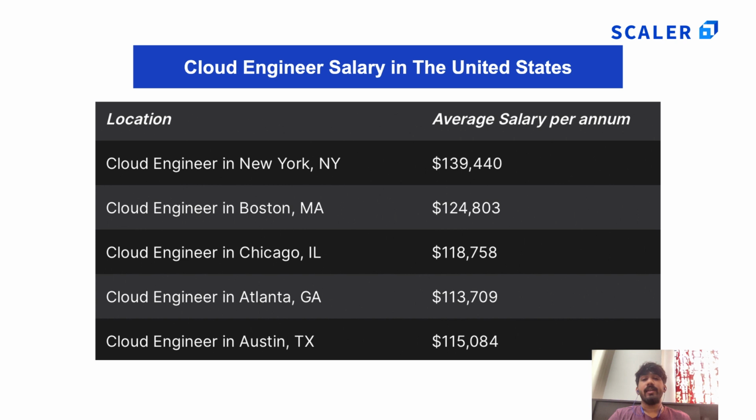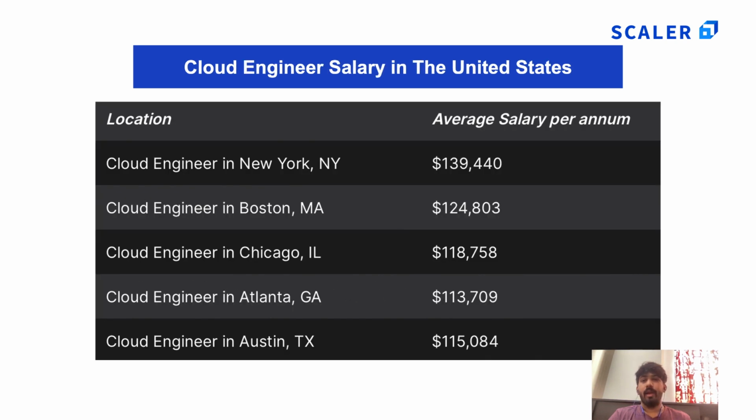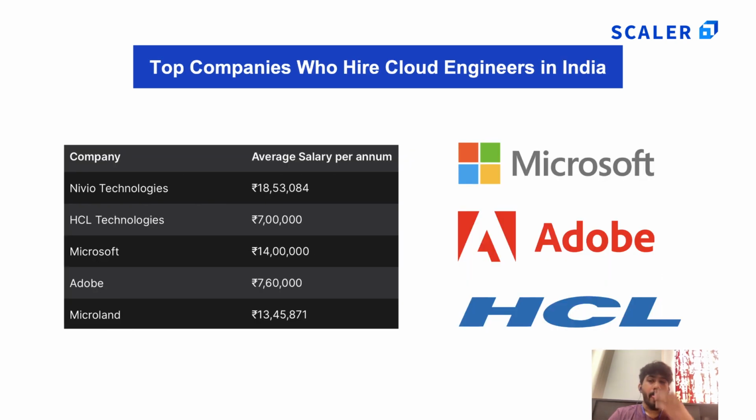Now let's understand two things. One is the top companies who are hiring cloud engineers and the salaries in those companies, and the cloud engineer salary in the United States. Coming to top companies who are hiring: Niveo Technologies 18 lakhs, HCL 7, Microsoft 14, Adobe 7.6, and Microland 13.4. Again, for cloud engineers, if you're going to a product-based company, your salary will be much more than if you're going to a service-based company, right?